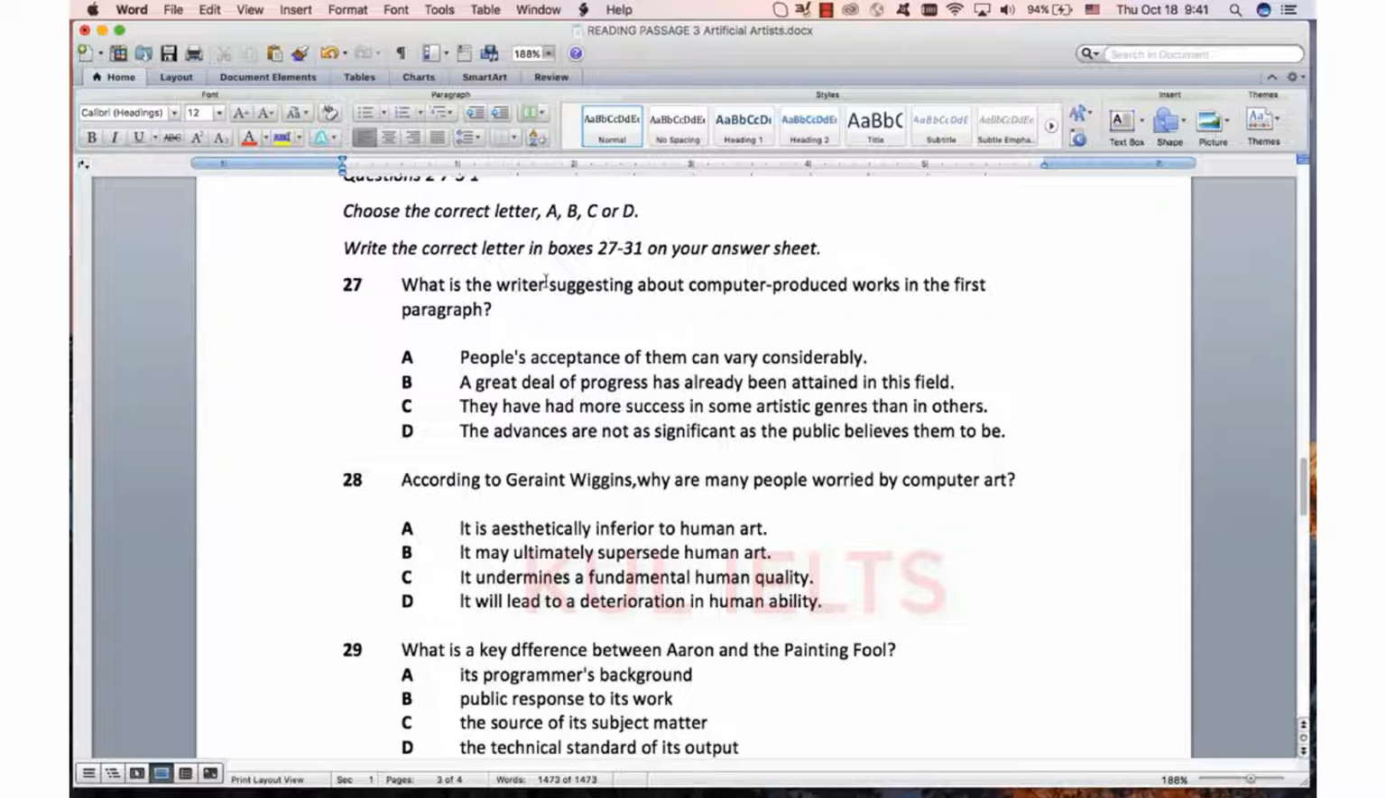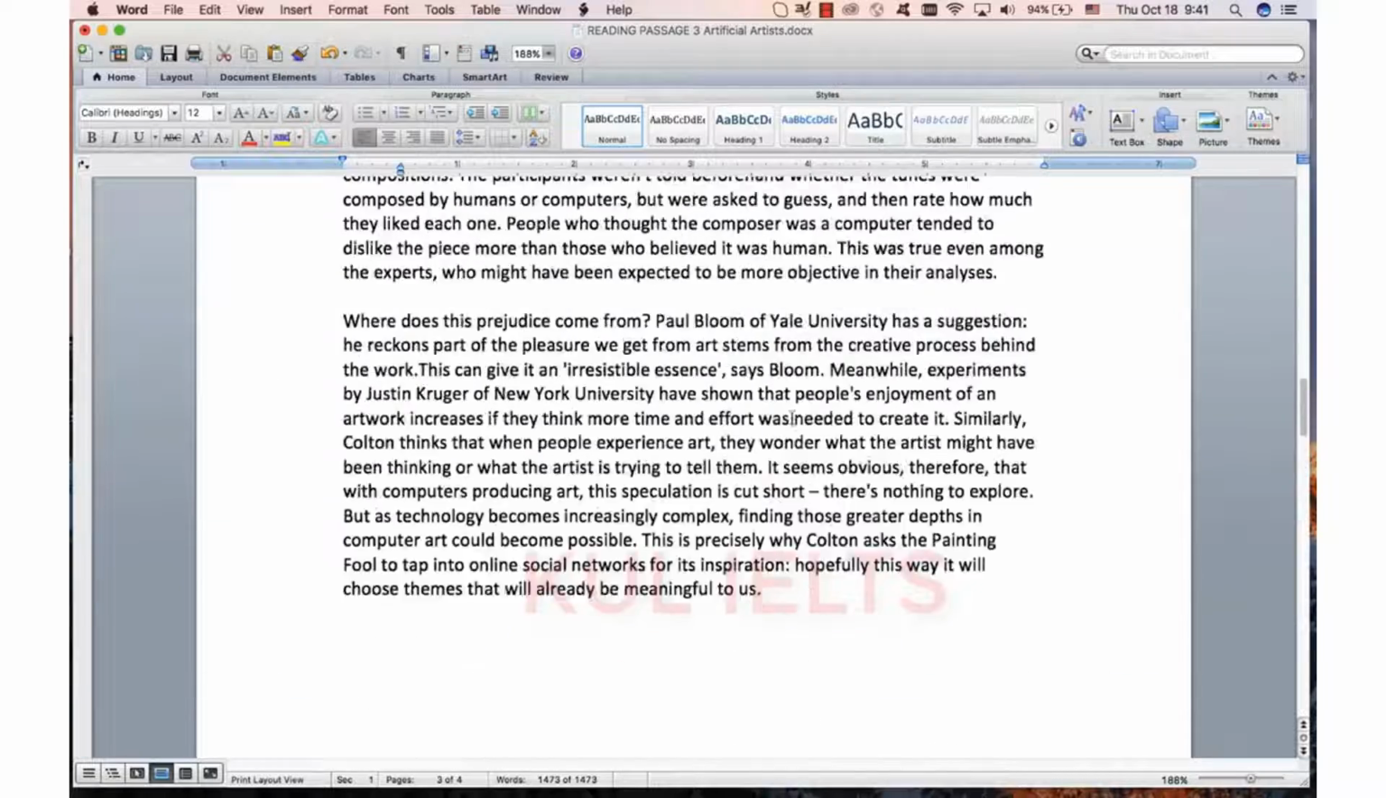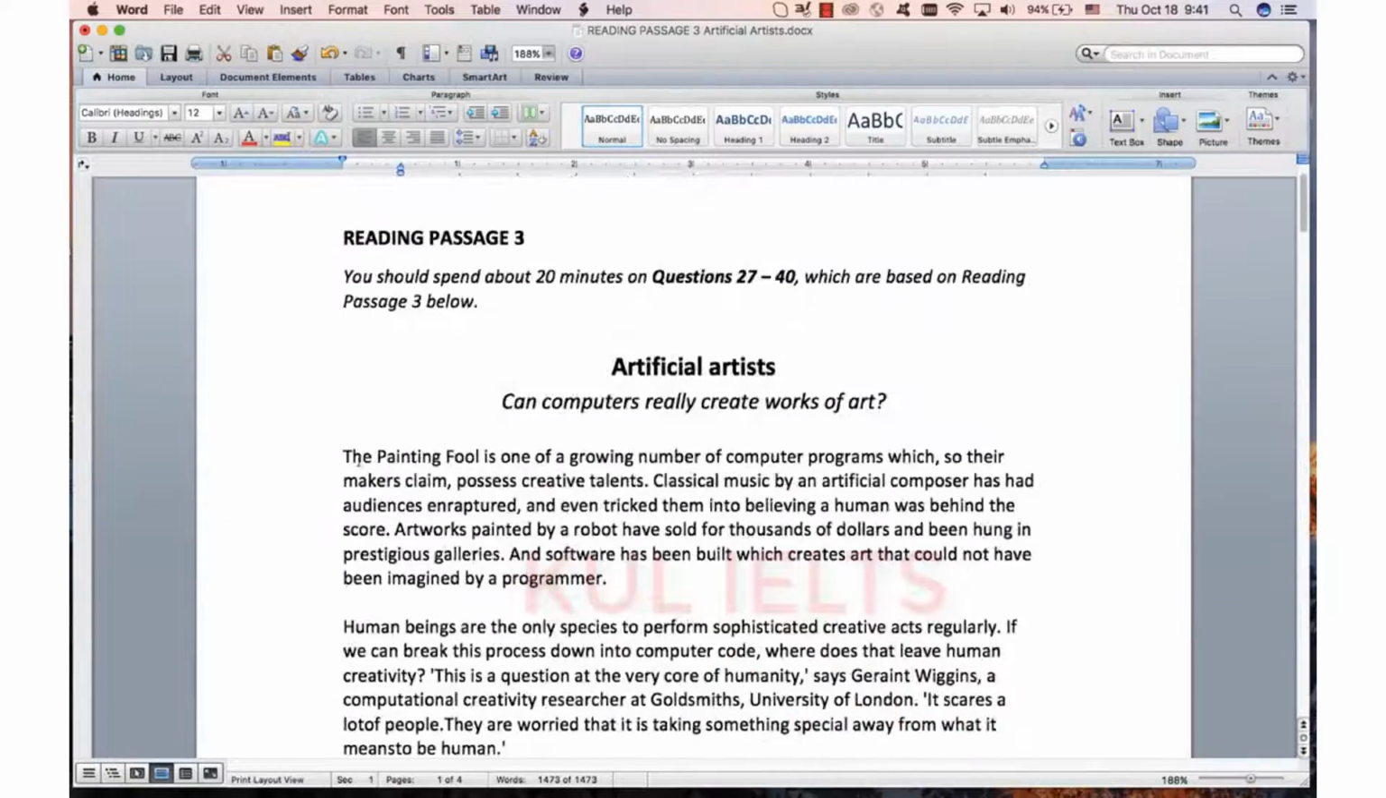For example, let's look at this one over here. What is he saying about computer produced work? What they mean is in the whole paragraph. What is he saying about it here? This is the problem often with multiple choice. It's not focusing in on one sentence. It's what is the writer's message in this whole paragraph. In English, we have a saying which is you need to read between the lines. And that means you need to look at what is he not saying? What is he saying behind what he is saying? Why is he saying all of this? What is his basic message?